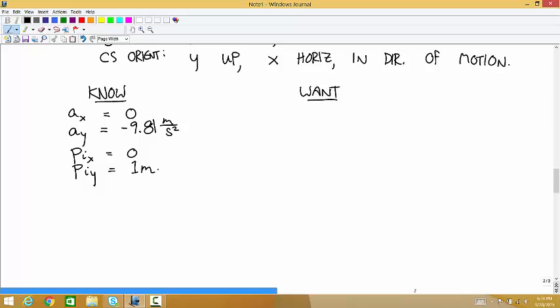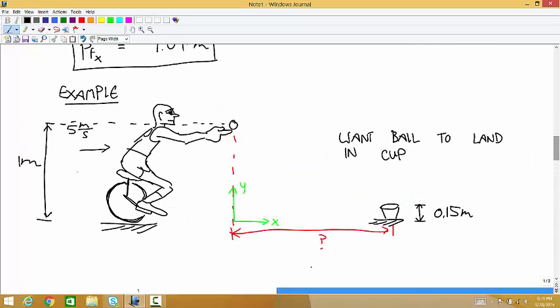Do we know anything about P final? We know that when we get to time final, the position is 0 because it's on the ground. So PFY is equal to 0. Any questions about that? Oh, yes. Thank you. You're right. So X we don't know.